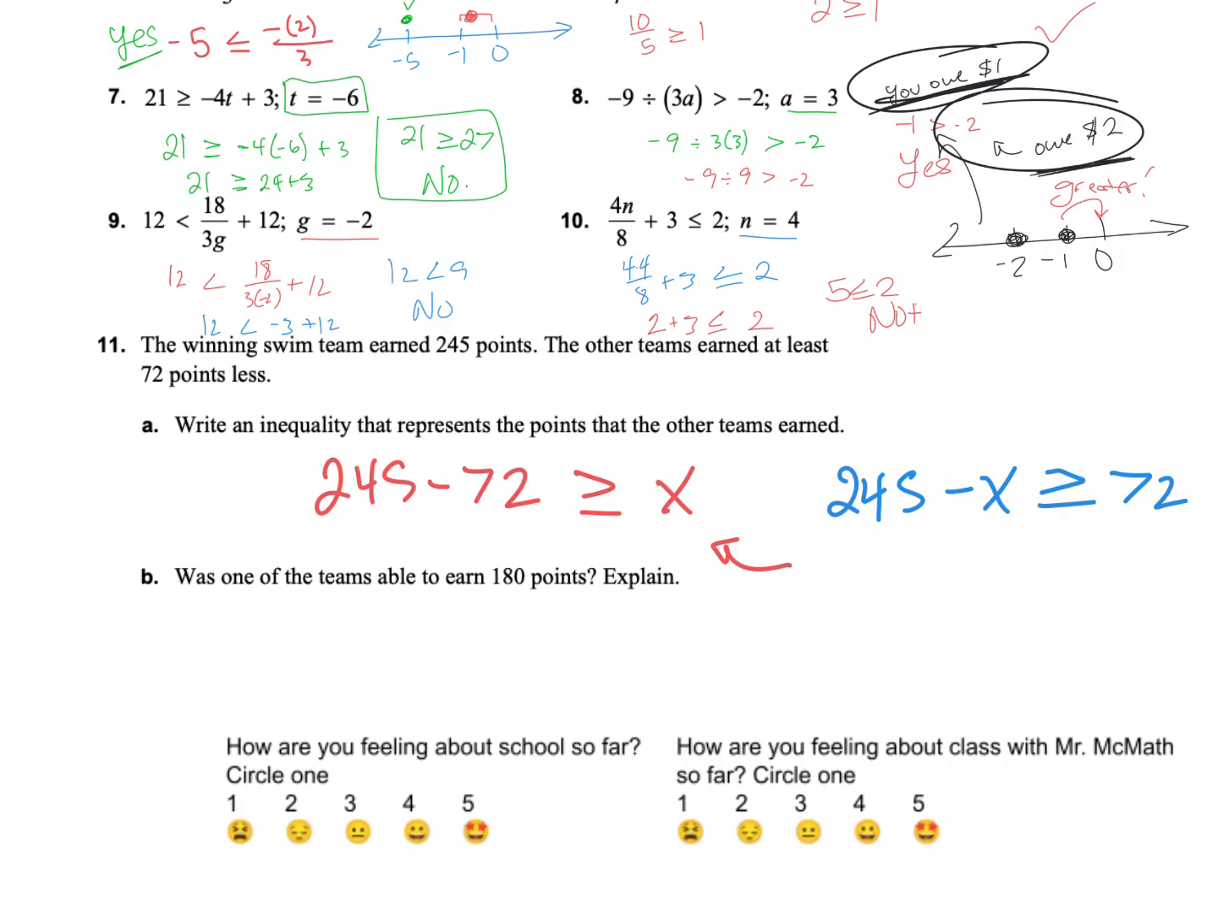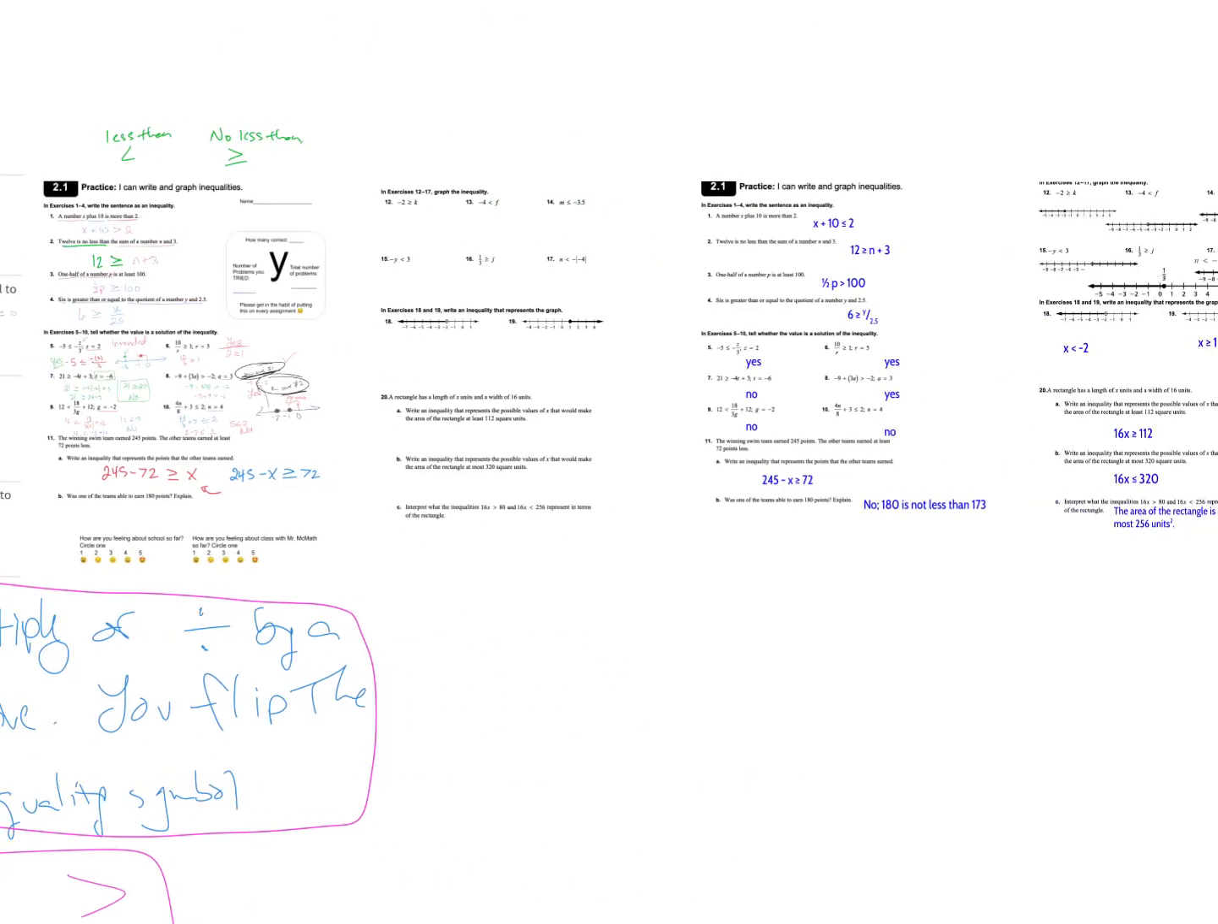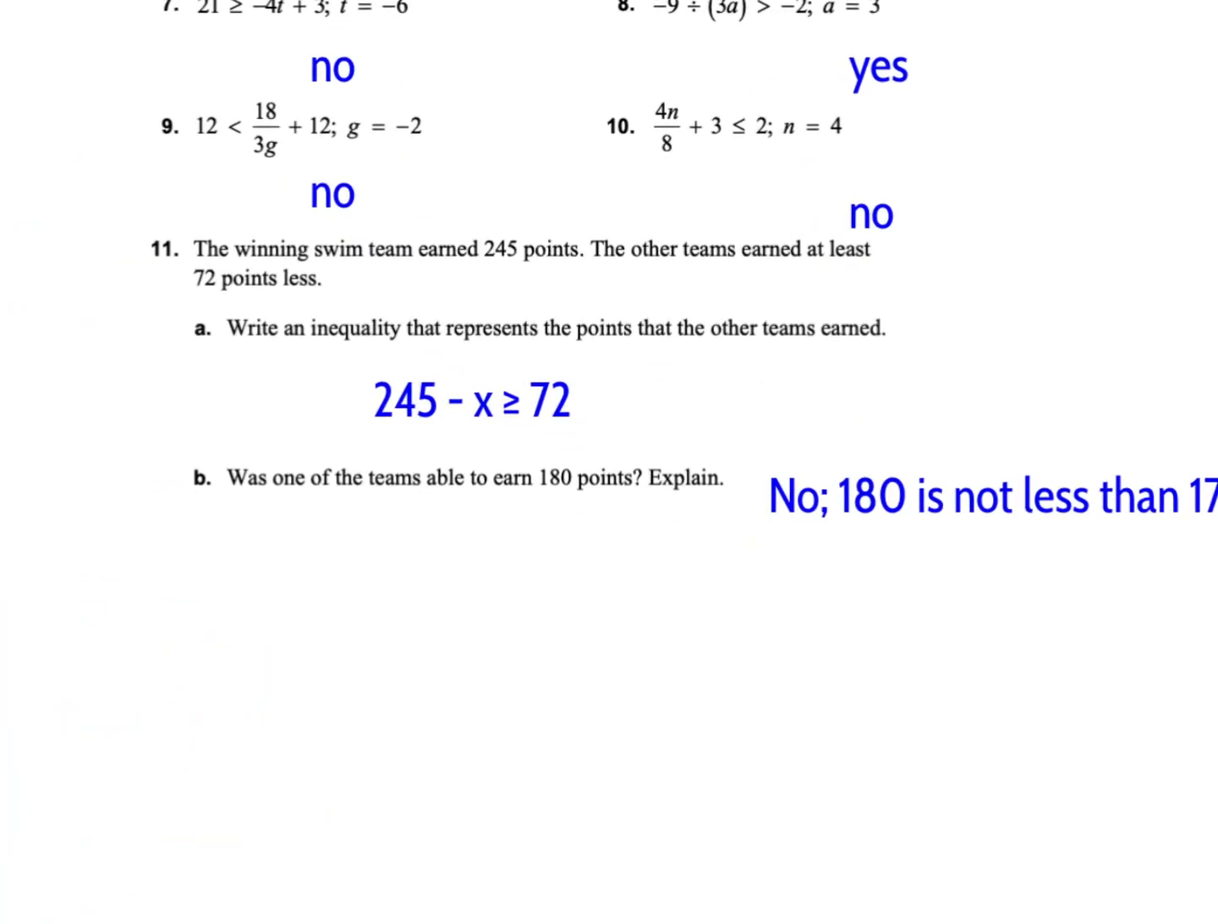So what's the difference in these? This one is me saying the winner, if we take 72 points away from him, then that score is going to be what the other team's got, okay? But this one says, hey, listen, 245, if we subtract what the other team scored, they've got more than 72 points difference. So if you're wondering what the heck he is talking about, there were the answers, right?